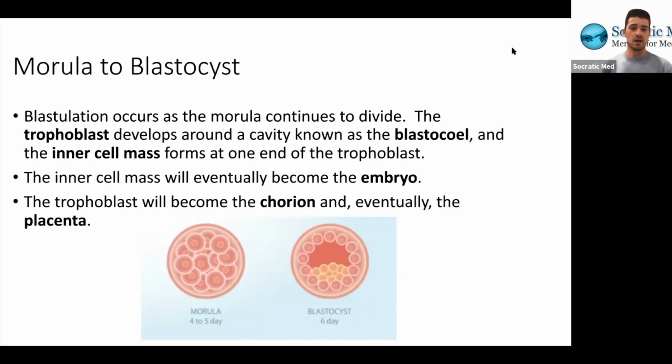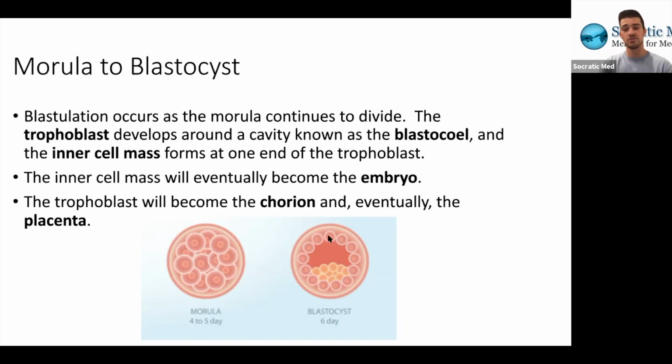So next, the morula becomes what we call a blastocyst in a process known as blastulation. Blastulation occurs as the morula continues to divide. The trophoblast develops around a cavity known as the blastocele, and the inner cell mass forms at one end of the trophoblast. If you look at the bottom over here, we have the morula, which is present at about 4 to 5 days. And then at that 6th day, the cells start to differentiate a little bit more, and it creates what we call a blastocyst.